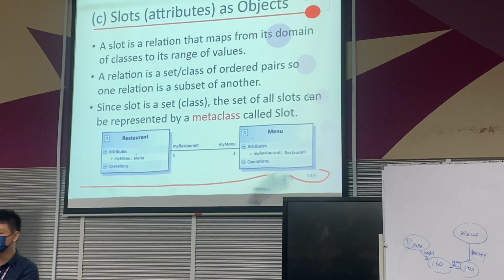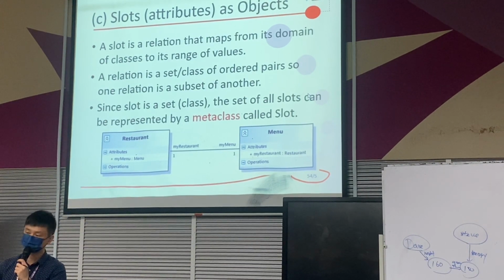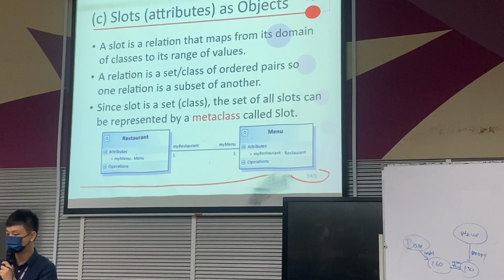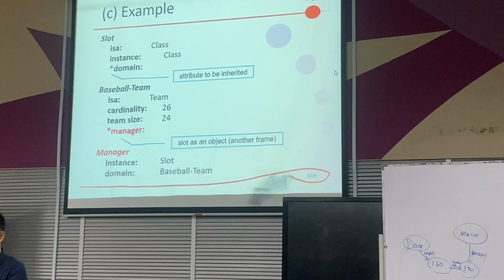Okay, another one here is you can use the slot as one of the classes. You can treat the attributes of one subclass as another class. For example, in this case, let's say you have a baseball team. So inside the baseball team, you have several properties like cardinality, team size, and manager. So this manager here, the property itself can be another subclass. Okay, then you can further describe what a manager is. So you can put the names, the numbers, the location, and so on and so forth.